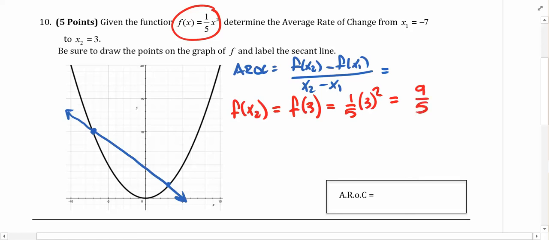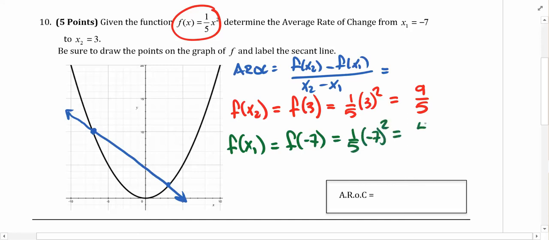Okay? So then I want f of x1. Well, that's going to be f of the number -7. Well, that's going to be 1/5 times -7 squared. That is going to be 49/5, okay? Because -7 squared is 49, so 49/5.